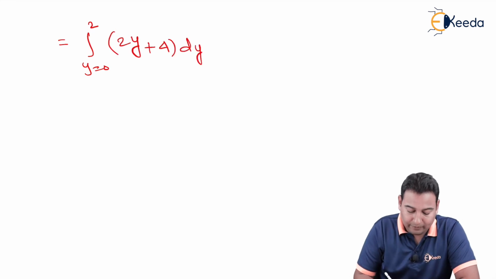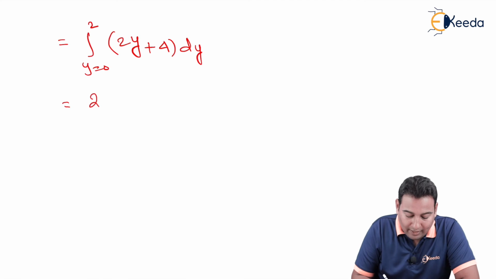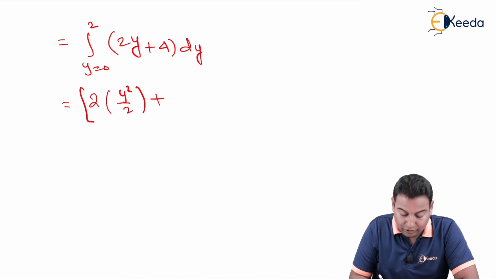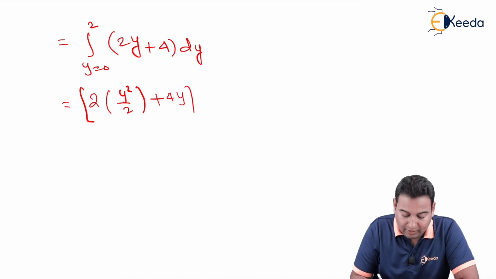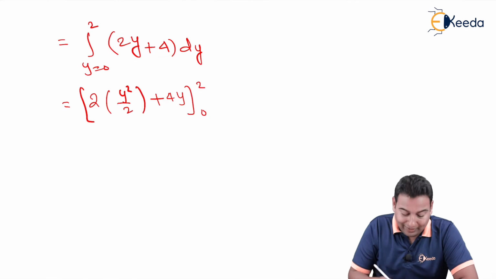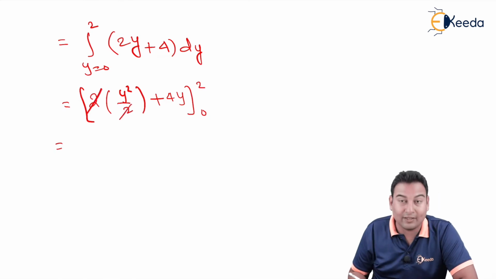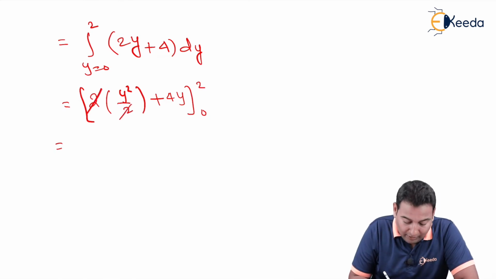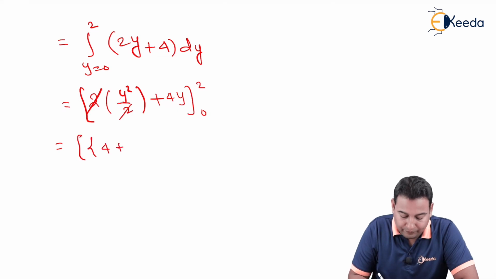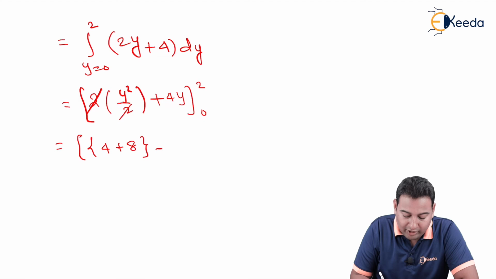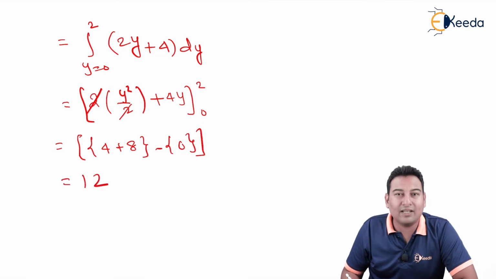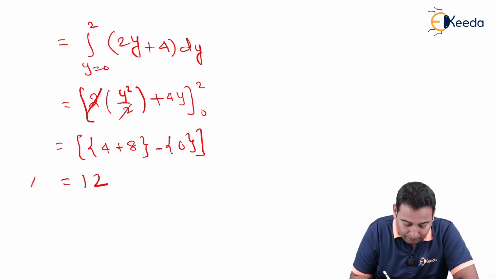Let's integrate this. Y integration is y square by 2 plus 4 integration is 4y, and the limits are from 0 to 2. Let us substitute. This got cancelled. Upper limit, it is 4 plus 8. Lower limit, it is 0. That is 12. We got the first answer as 12. That is AB is 12.